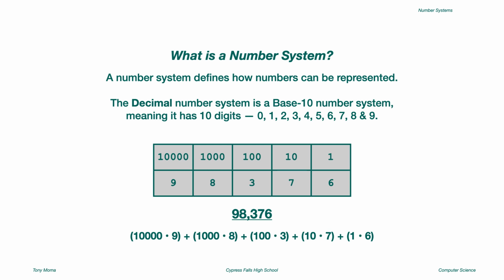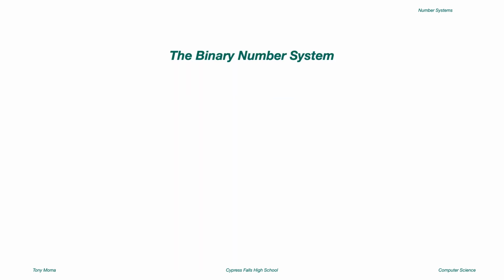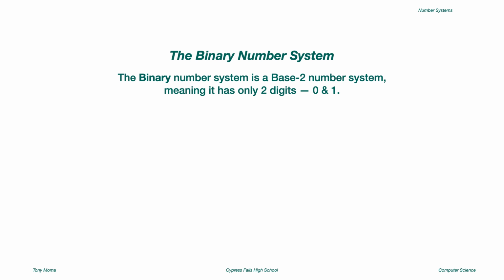As stated earlier, the decimal number system is the system that we as Americans are all pretty much familiar with, but as computer scientists, it is not the only number system we must be familiar with. We must also become familiar with the binary number system. The binary number system is a base 2 number system, meaning it has only 2 digits, 0 and 1. We can construct a table for the binary number system the same way we did for the decimal number system, but with 2 as our base instead of 10.